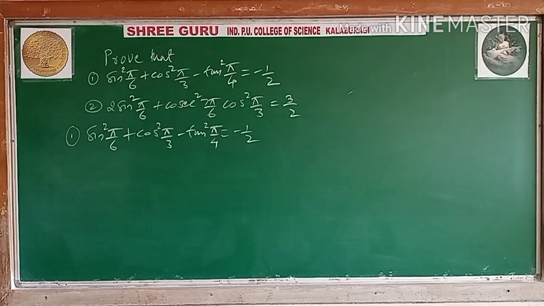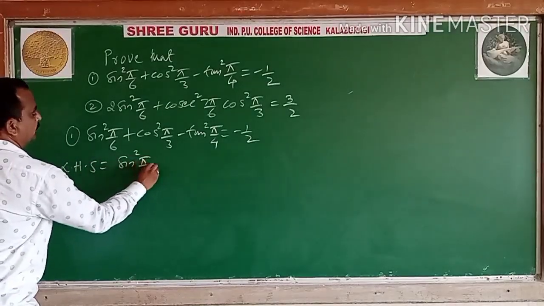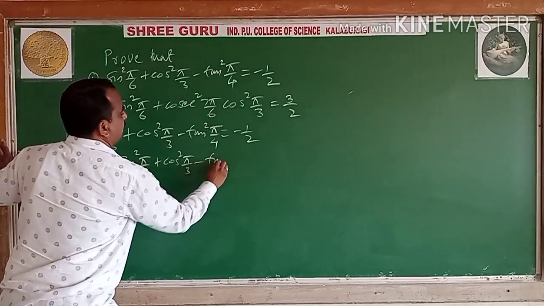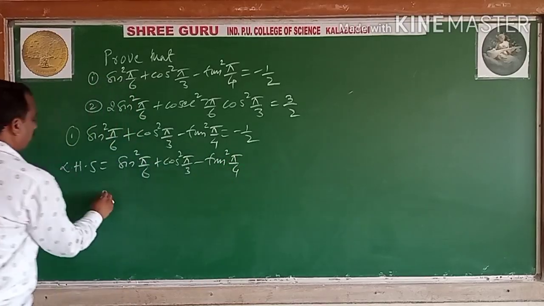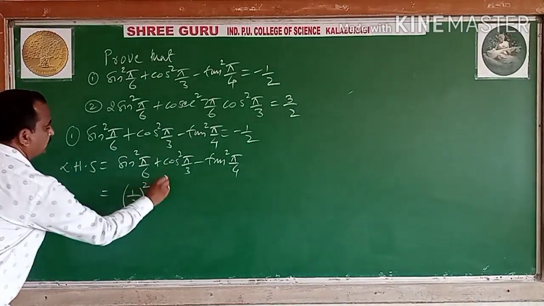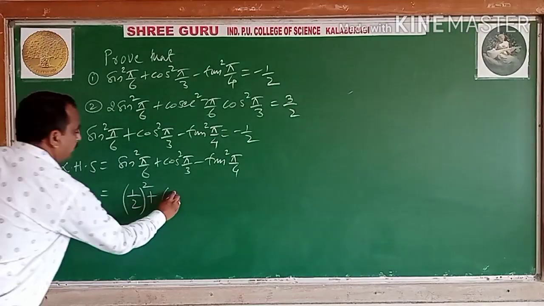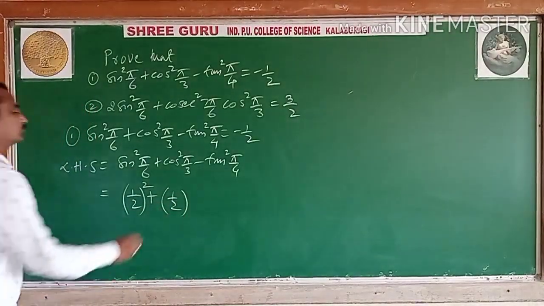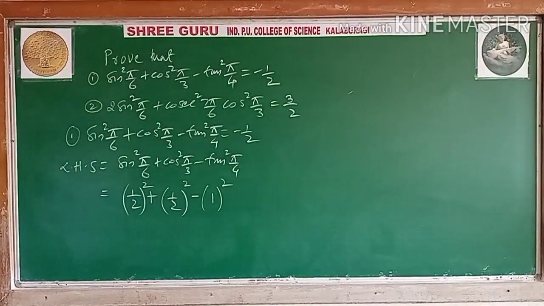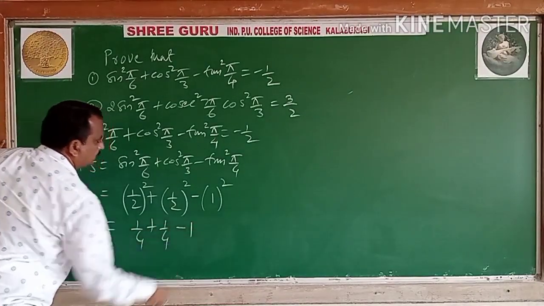Let us take LHS and prove RHS. For LHS, they are standard angles, so directly substitute their values. What is sin pi by 6? Sin 30 degree is 1 by 2, square of that. Cos pi by 3, cos 60 degree, is also 1 by 2, square of that. What is tan pi by 4? It is 1. So 1 by 4 plus 1 by 4 minus 1.